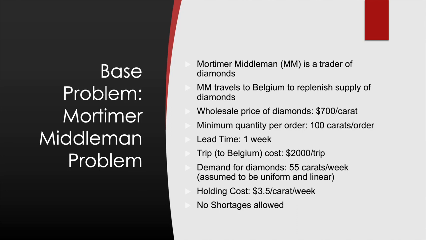Mortimer Middleman incurs a holding cost of $3.5 per carat per week. So what does that mean? That means that as long as Mortimer Middleman has diamonds in his inventory, he is incurring a cost of $3.5 per carat per week. And finally, according to Mortimer Middleman, he doesn't allow shortages, which means he cannot let his inventory go below zero, or technically down to zero.